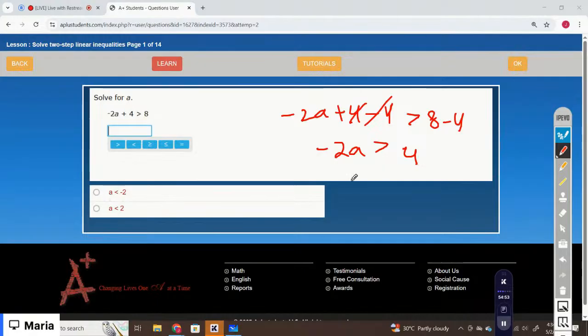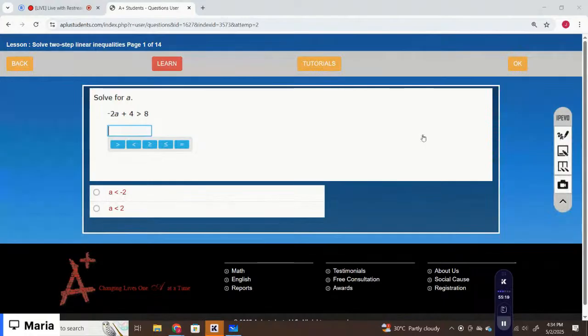So divide both sides by negative 2. A is less than negative 2. Option number 1 is the correct option. That is a is less than negative 2. Option number 1 is the correct option.